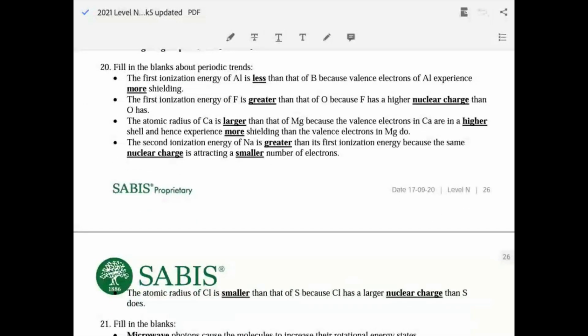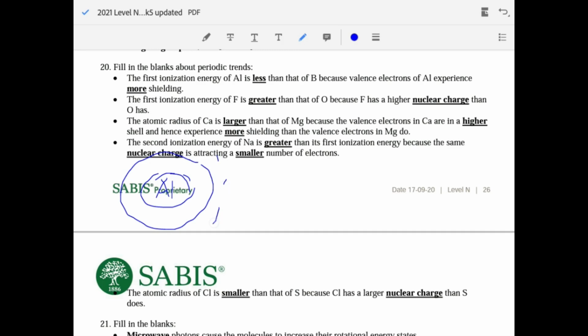The first ionization energy of aluminum is less than that of B, because valence electrons of aluminum experience more shielding. That's right, because aluminum, as you can see, has the aluminum nucleus, and then you have the core, and then another core, and then you have these three. But boron just has the core, and then it has the outer shell. So there's more shielding in aluminum.